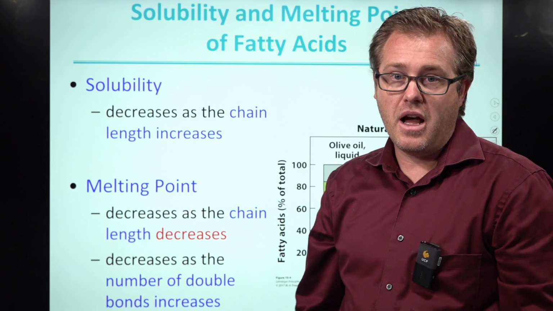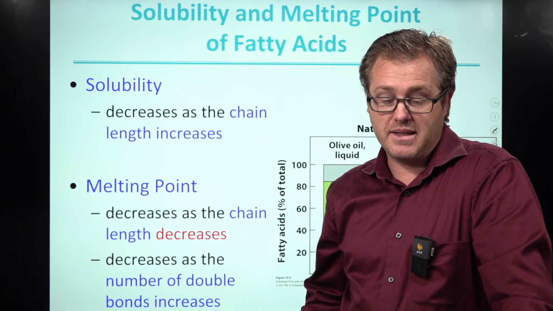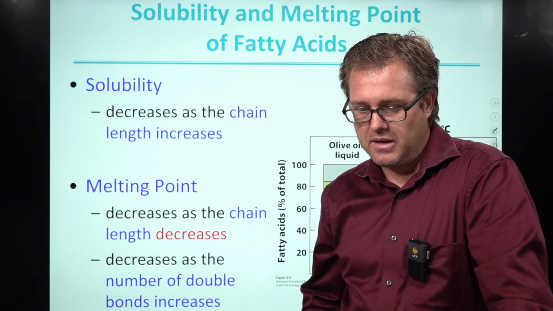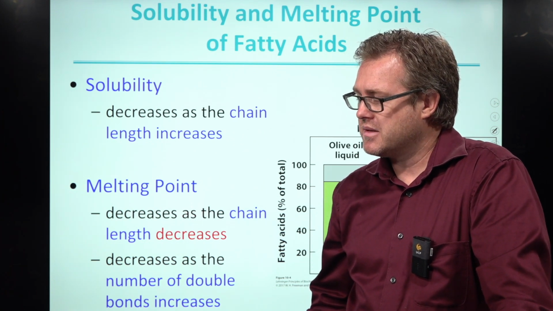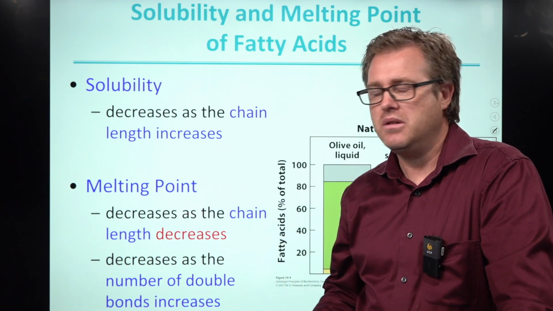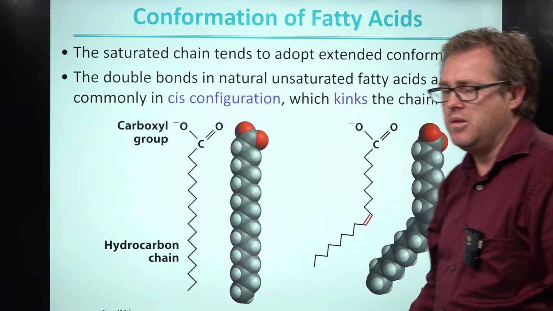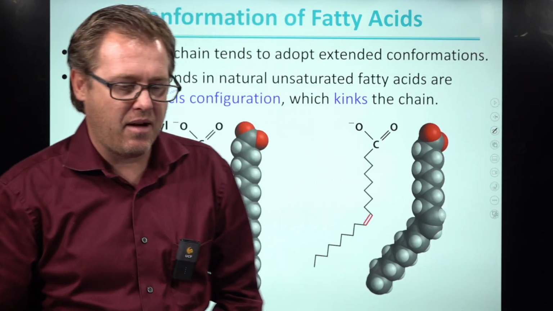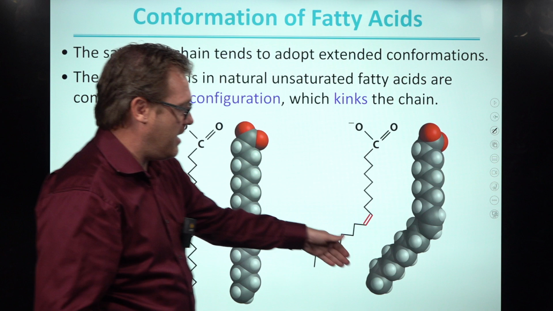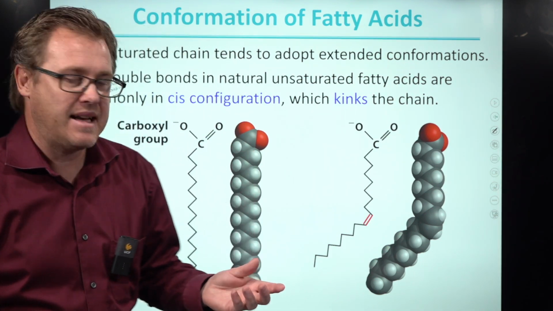Now we have that other point right there, that the melting point decreases as the number of double bonds increases. So that's saying more double bonds is going to make the melting temperature go down. What's the chemical explanation for that? Well, in this graphic, you can see that we have a saturated fatty acid here and an unsaturated fatty acid there.